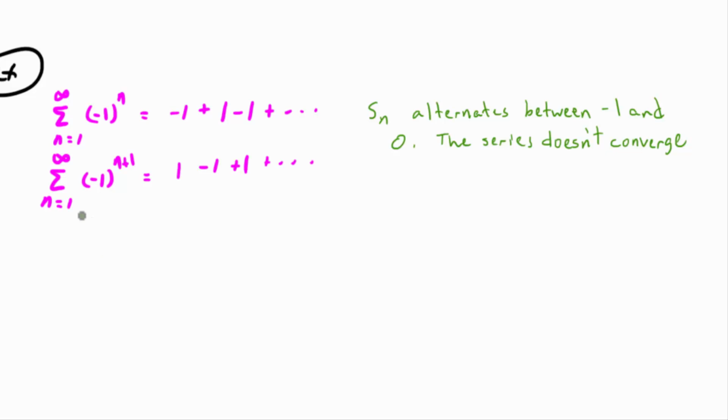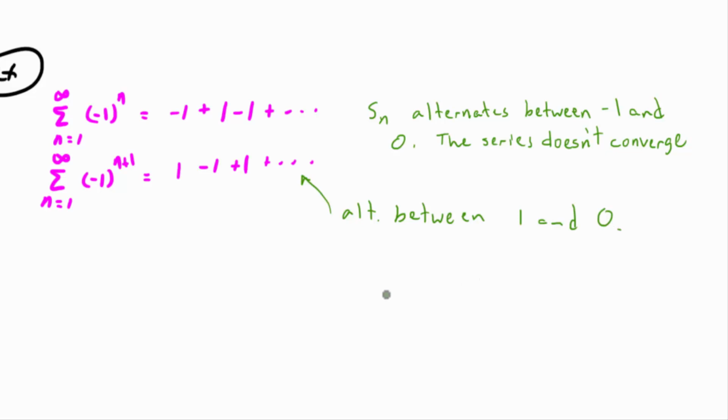What about this second sum, the sum from n equals 1 to infinity of negative 1 to the n plus 1? I changed the exponent to n plus 1. And if you write it out, it's 1 minus 1 plus 1. Does that then converge? No. What does it alternate between? Positive 1 and 0. S1 would be 1. S2 would be 1 minus 1, which is 0. S3 would be 1 minus 1 plus 1, back to 1 again. So this one alternates between 1 and 0. Does not converge.